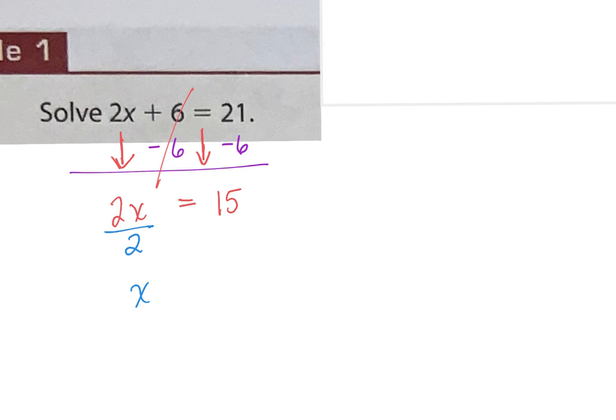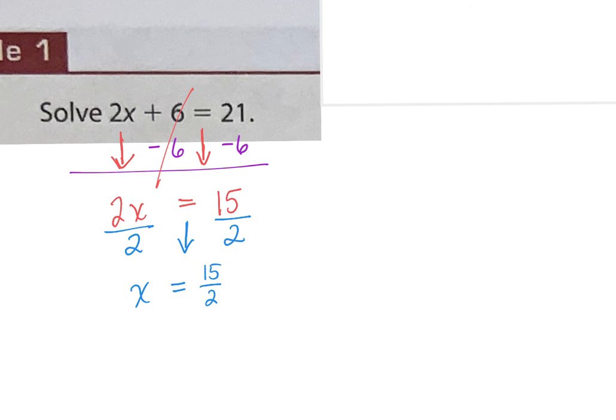So here I just have an x. I need to divide both sides. Make sure you bring down that equal sign so that you always know where it is. So your answer here would be 15 halves. You can actually leave it like that for me. You don't have to make it a mixed number. You don't have to make it a decimal.